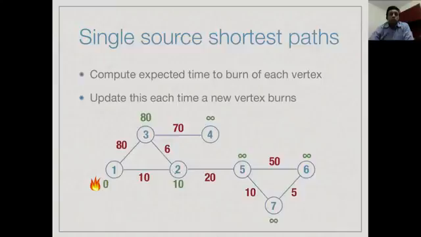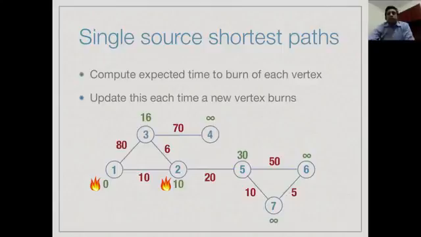Now among these two, we find that 10 is smaller than 80, so there can be no shorter path to 2. So we say that 2 is burnt and we update its neighbors again. So we say that vertex 2 burns at time 10. Now because it burns at time 10, we can update the cost to 3 as the minimum of 10 plus 6, 16, or 80, which is 16. And now we can reset 5 from infinity down to 10 plus 20, which is 30.